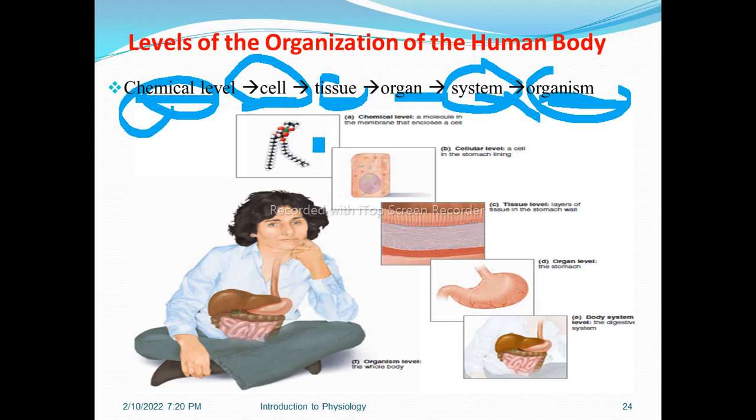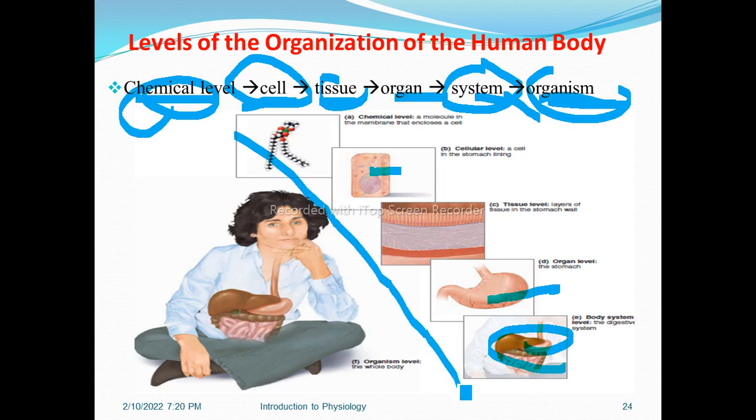So this is the chemical level, a molecule in the membrane that encloses the cell. This one is the cellular level, and this one is the tissue level, layers of tissue in the stomach wall. This is an organ, the stomach, and this is a system: esophagus, liver, and so on. This is the gastrointestinal system or digestive system. So the structural levels of organization go this way.